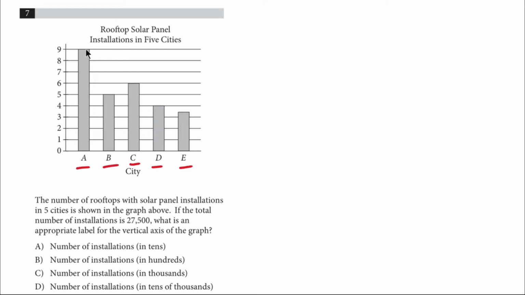When you look closely and add 9 plus 5 plus 6 plus 4 plus 3.5, you will get 27.5. In other words, the vertical axis represents the number of installations, but in thousands, because we have 27,500 installations in reality, but the data in the graph only sums up to 27.5. Therefore, the vertical axis represents the number of installations in thousands. C is the correct choice. Let's move on to the next problem.